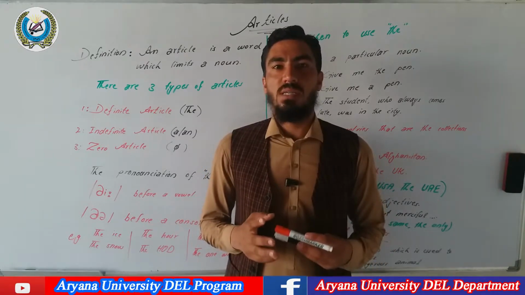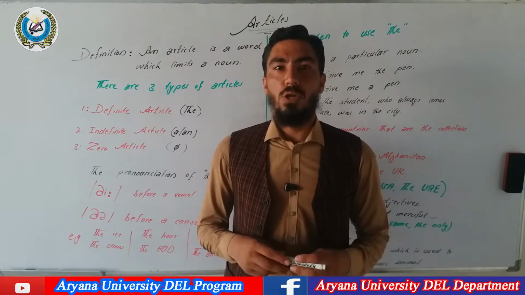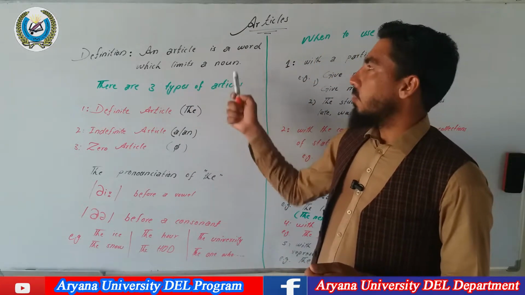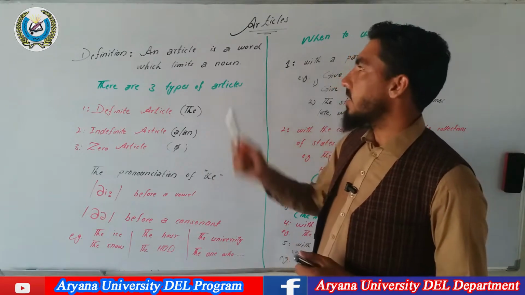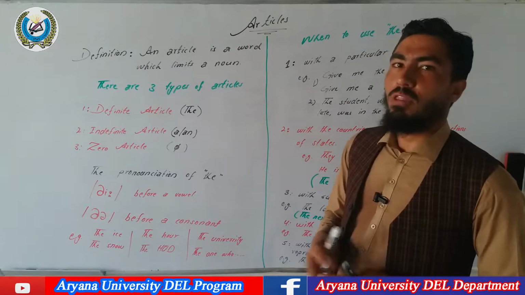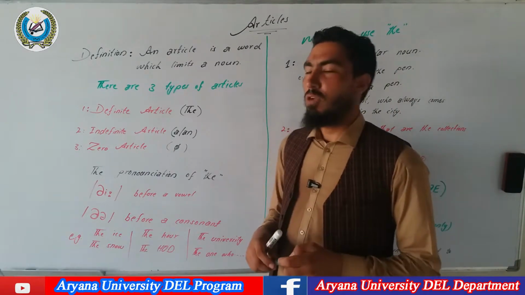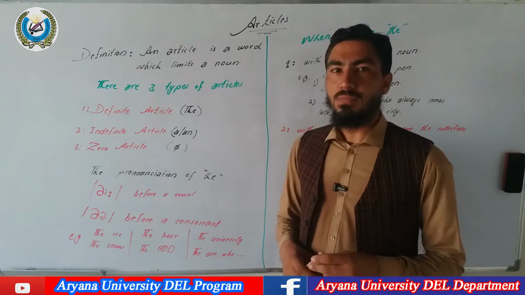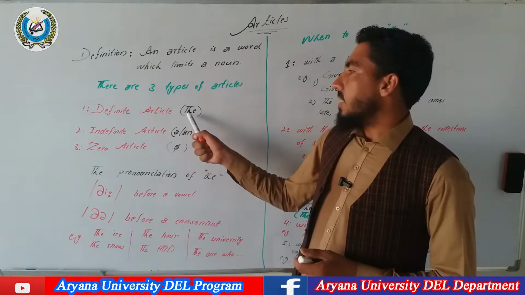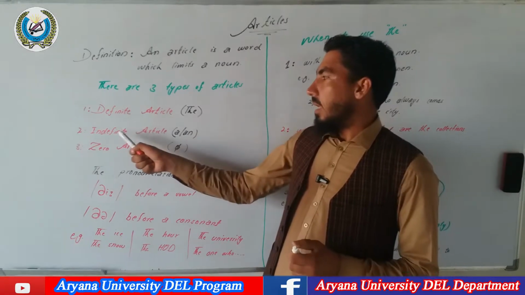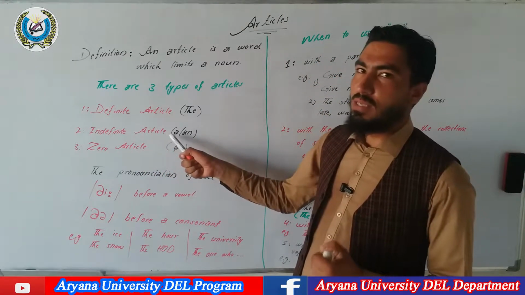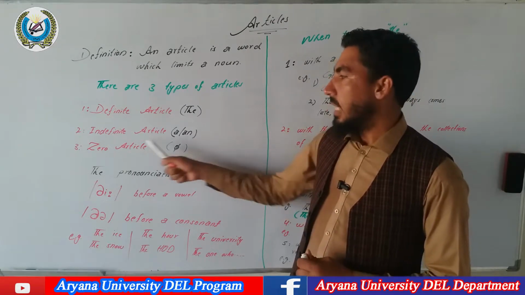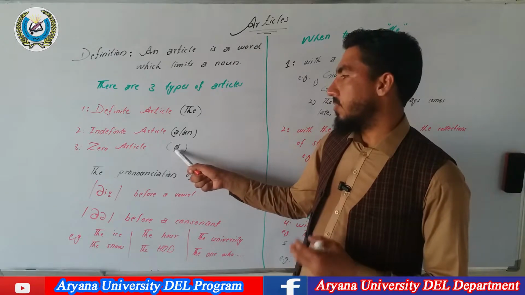What you are going to learn in today's lesson is what articles are and when to use the definite article the. Let's get started. An article is a word which limits a noun, or an article is a word which determines a noun. There are three kinds of articles used in English grammar. They are definite article, indefinite article, and zero article. The definite article is the word the, and indefinite articles are the words a and an, and zero article, which is represented with this symbol.